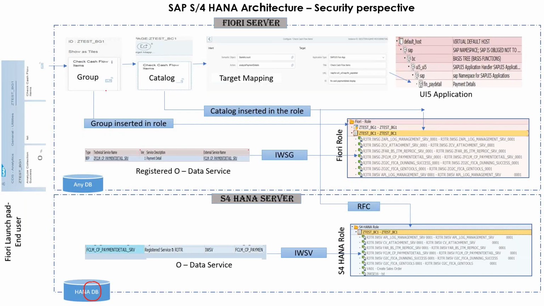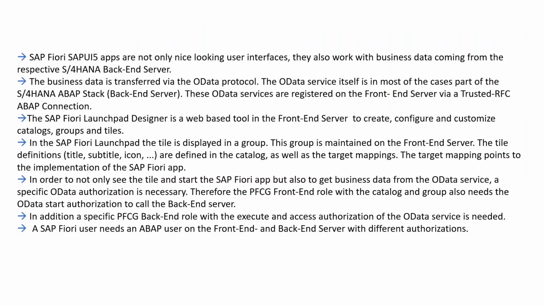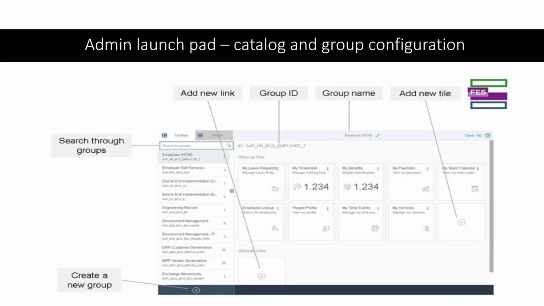Now, where are these groups and catalogs developed? To develop your groups and catalogs, you will have an admin launchpad just like your end user launchpad, but for this admin launchpad only security administrators, basis and ABAP will have access, where they develop catalogs and groups to host the applications. Now, I'm reiterating this point again. Even to host your Fiori apps and WebGUI apps, you need to develop your catalogs and groups.